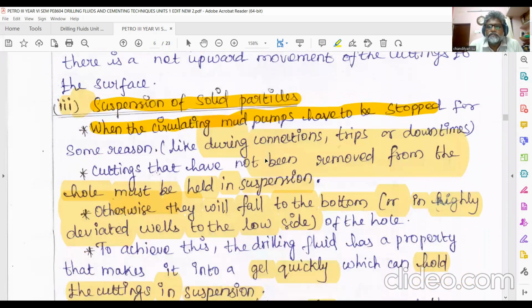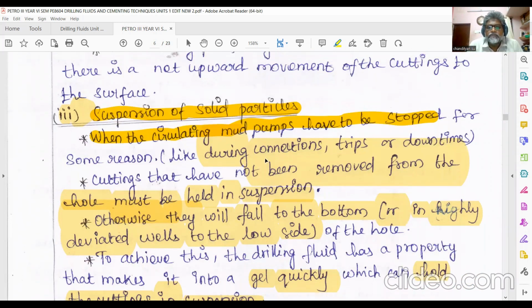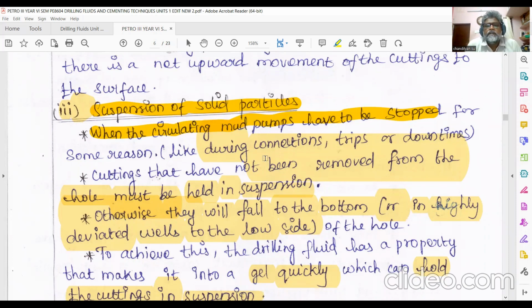Suspension of solid particles. We discussed gelatin as an example here, and cough syrups also as local, funny examples. We can superimpose the same logic on drilling fluid. For suspension of solid particles, the circulating mud pumps have to be stopped at times. Here is the reason why we need to keep the solid particles in suspension: not always will the drilling happen. It has to be stopped for some reasons. What are the reasons? During connections, when you want to connect the drill pipes, during trips, or downtimes. Downtimes means there is some maintenance required in the well. We have to stop it.